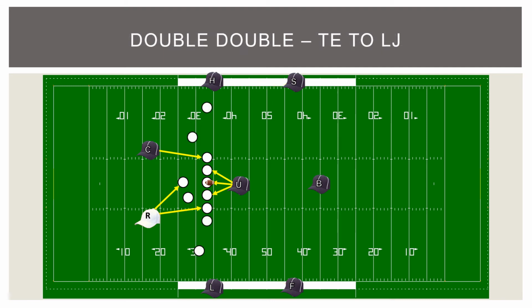Here we have a double-double with the tight end to the line judge's side. FNS again will take the widest receiver. The back judge is going to key on that tight end. The headline judge will take the flanker at the top of the screen, and the line judge will take this single back in the backfield.